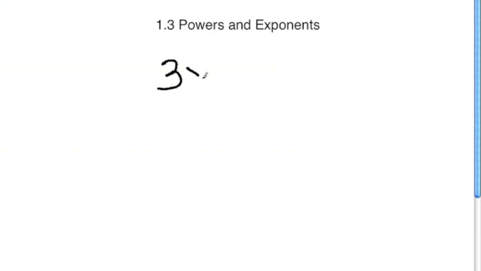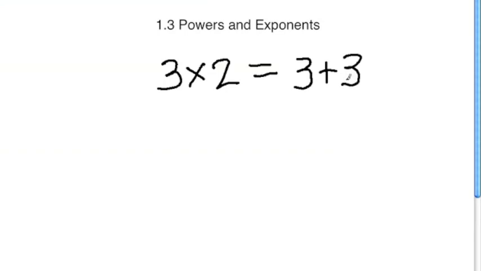A simple multiplication problem here is 3 times 2. We can all do this in our head, I'm sure, but what this really means is that I'm taking 3 and I'm adding it plus 3 again. So really, multiplication is an expression of addition. 3 times 2 is the same as 3 plus 3, or 3 plus itself 2 times.